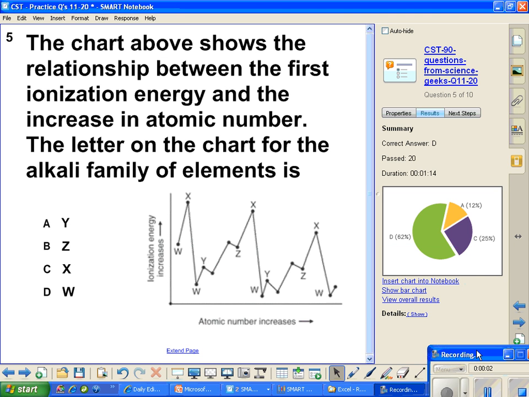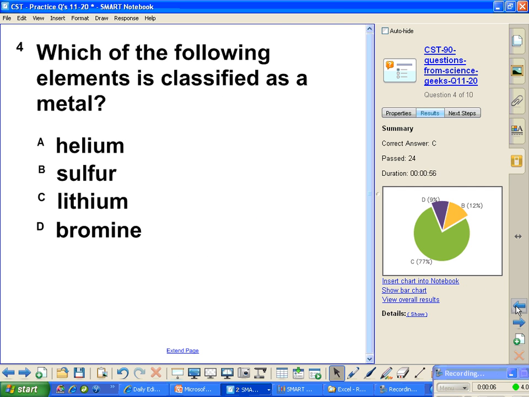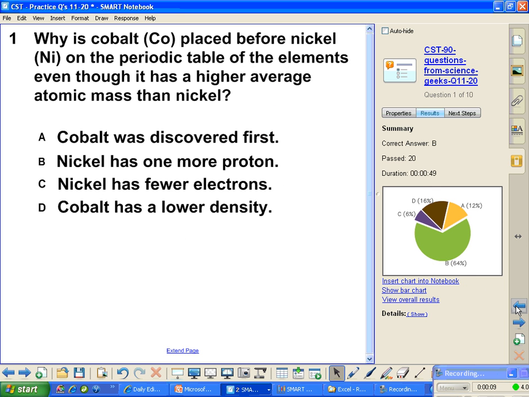Okay, we're reviewing what went on in the test, and question number 1 was an issue, and we're just going to go back there real quickly to look at that. Why is cobalt placed before nickel? Cobalt has to come before nickel because nickel has more protons, and that's what determines the atomic number.